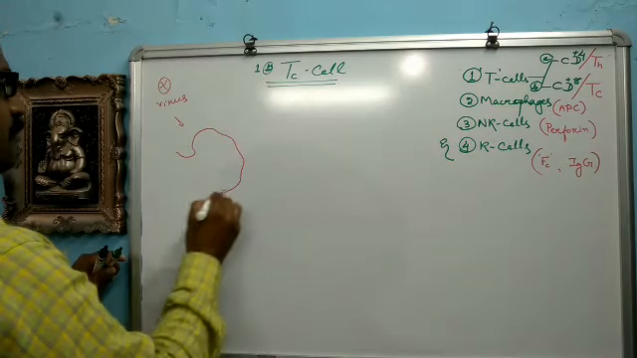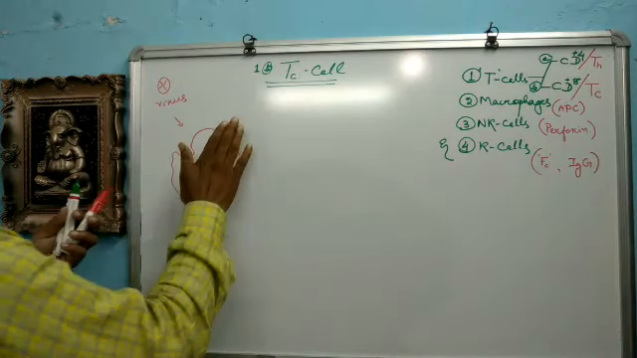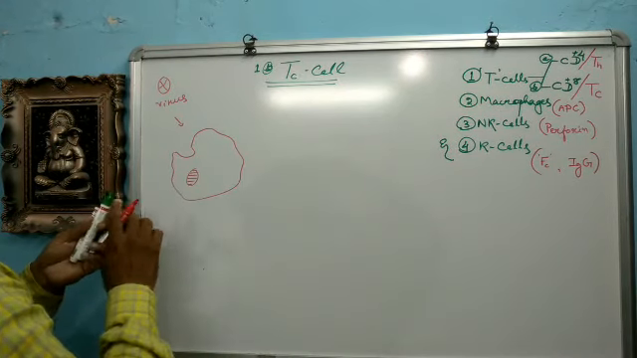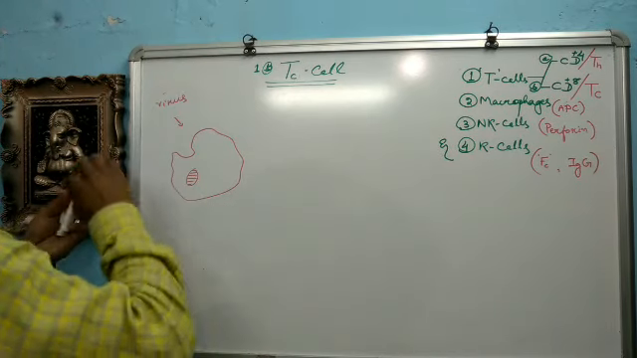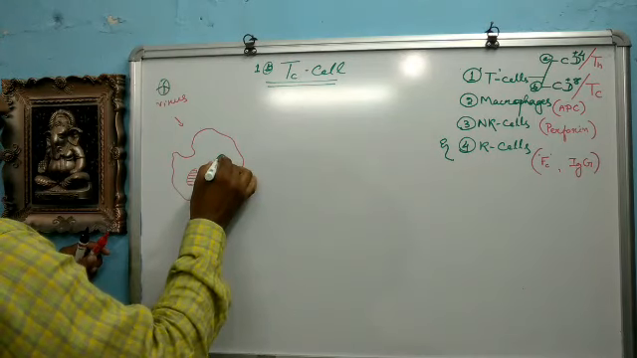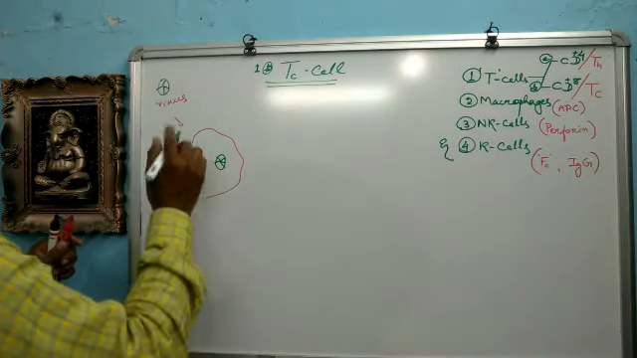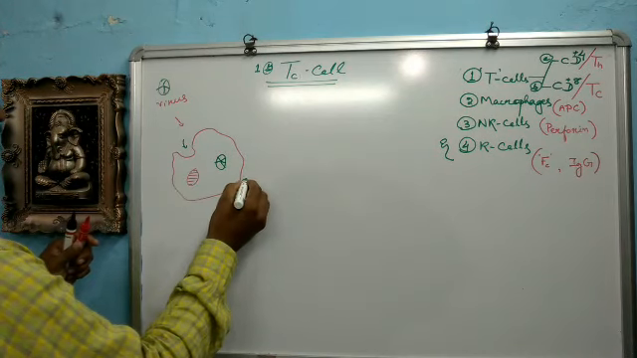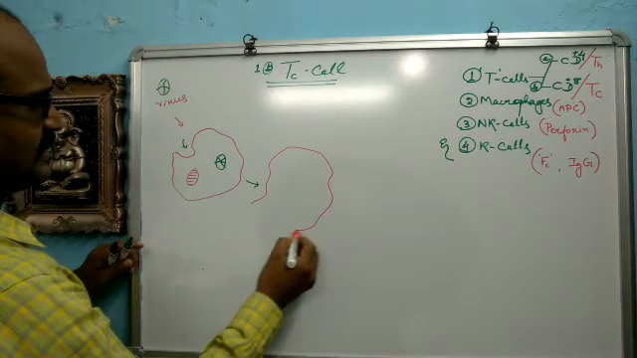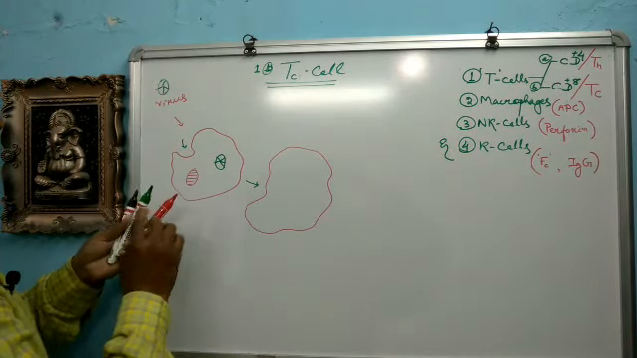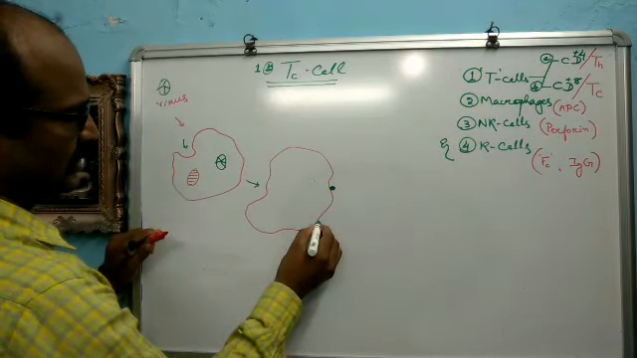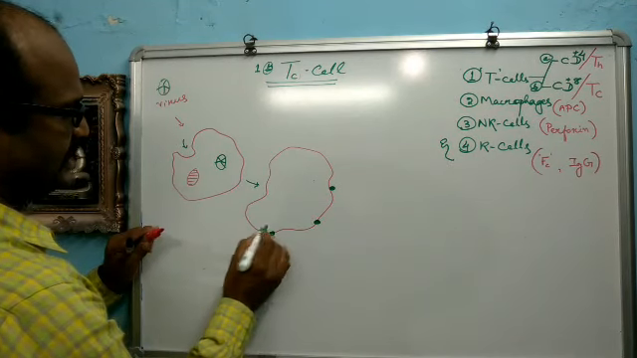Such virus is engulfed and processed by this phagocytic cell. This is the nucleus. Such virus enters into the phagocytic cells by the process of phagocytosis. After processing inside it, such virus or viral antigen is presented to the other immune cells.